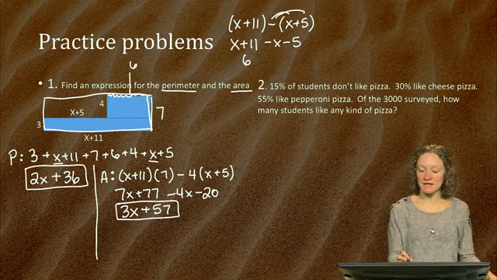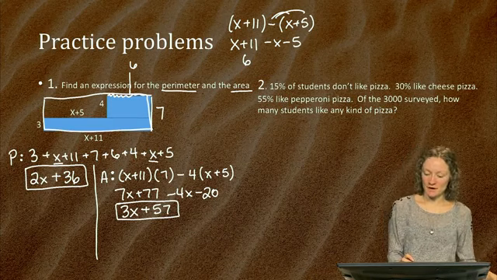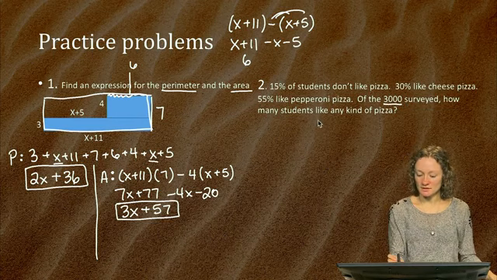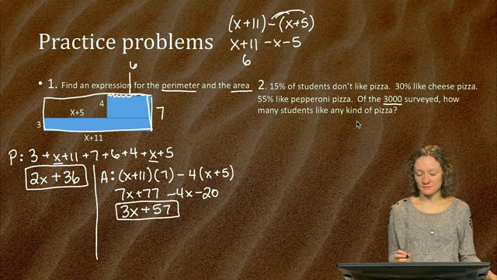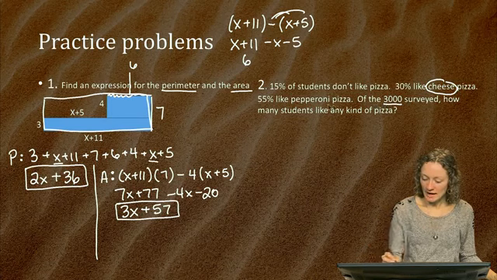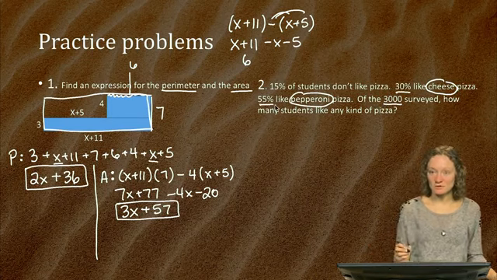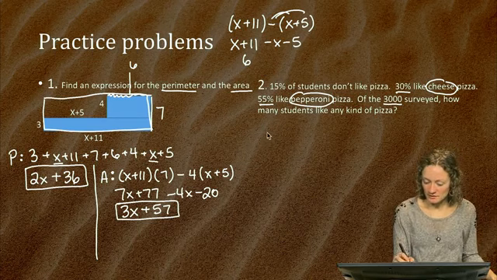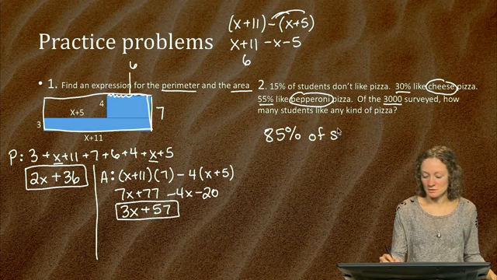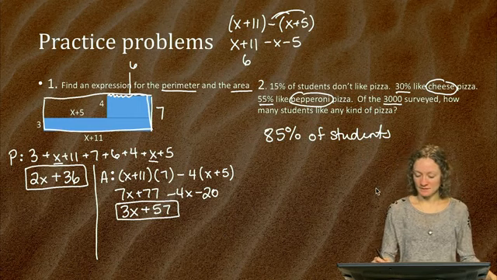The second problem says 15% of students don't like pizza, 30% like cheese pizza, 55% like pepperoni pizza. Of the 3,000 surveyed, how many students like any kind of pizza? Any kind of pizza could include cheese pizza, and it could include pepperoni pizza. So we have a percentage for each of those. We can add those together. That gives us 85%. So we know 85% of students like any kind of pizza.